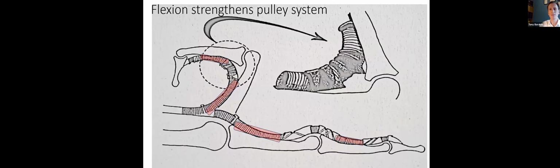So this shows why the pulley systems are important, because the A2 and the A4 pulley in particular hold the flexor tendons into the bones as the finger flexes, so that you don't get bowstringing of the tendons because they're held in as the finger flexes up. The pulley system should be preserved where possible during surgery, and in particular the A4 and the A2 pulleys. And so you try to make openings and windows around them wherever possible.